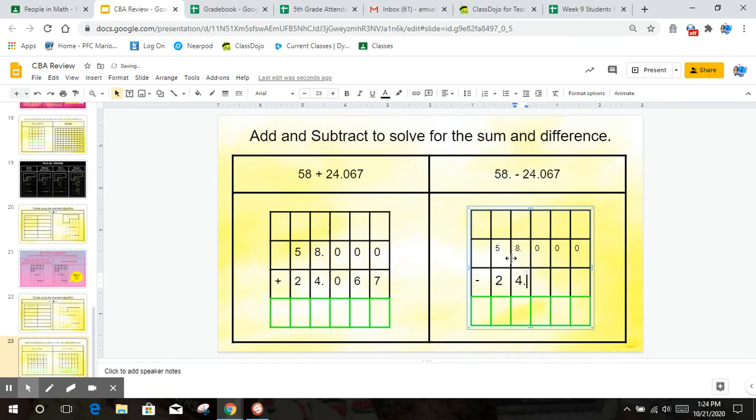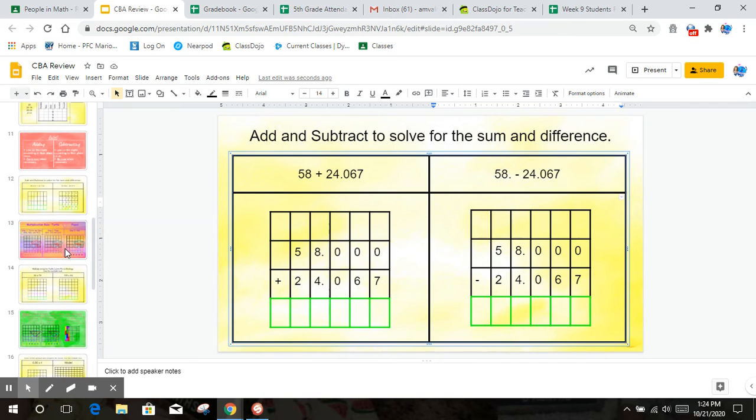And then 24. I wonder why I did that. 0, 6, and then 7. So that was weird. Okay, hold on. I'll leave it like that for now. But that would be the correct way to set that up. So I just wanted to be clear about that.